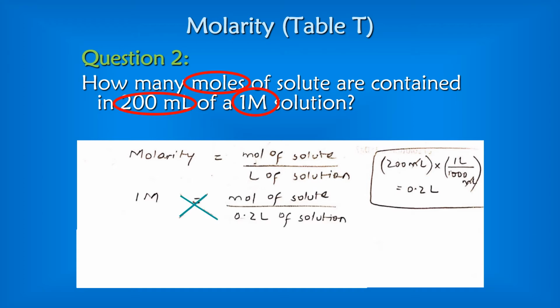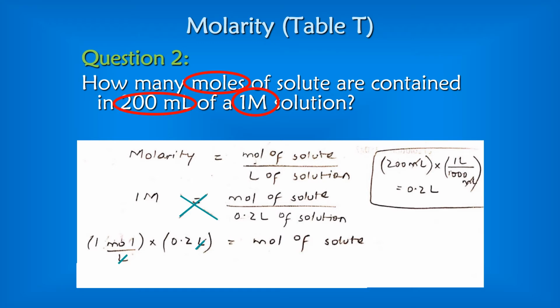So we plug in the molarity of 1 molar, and then we plug in the volume of 0.2 liters, which we just calculated. Now we can do the cross multiplication to rearrange the equation and find the moles of solute. After we do the cross multiplication, we get this. Moles of solute are equal to 1 molar times 0.2 liter.